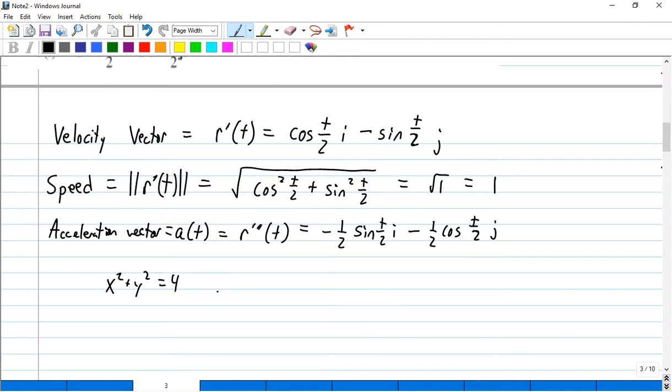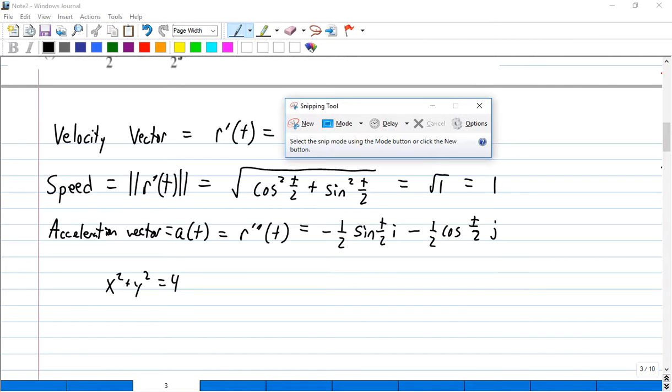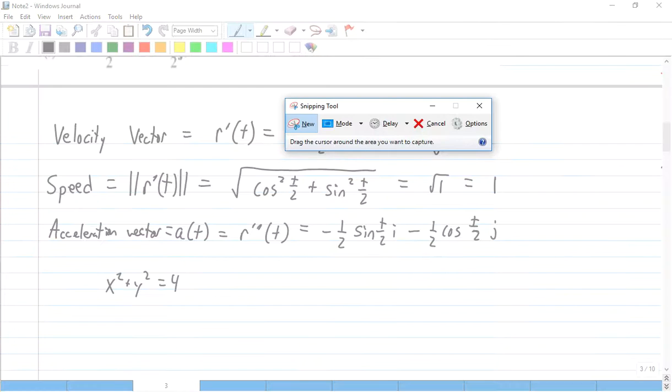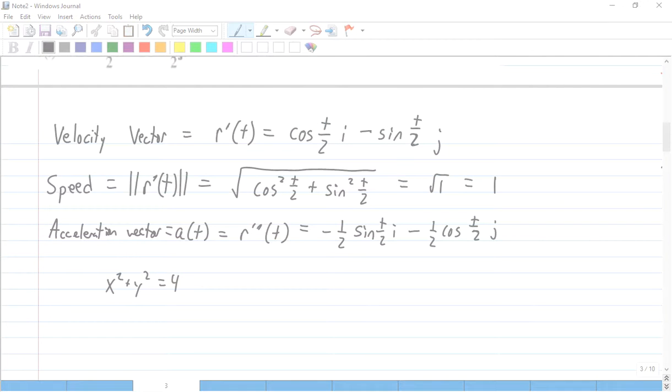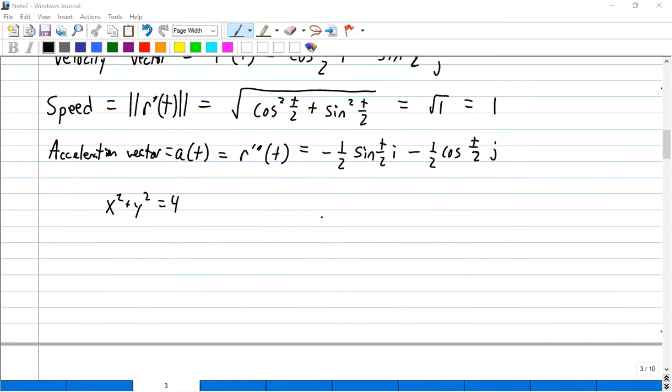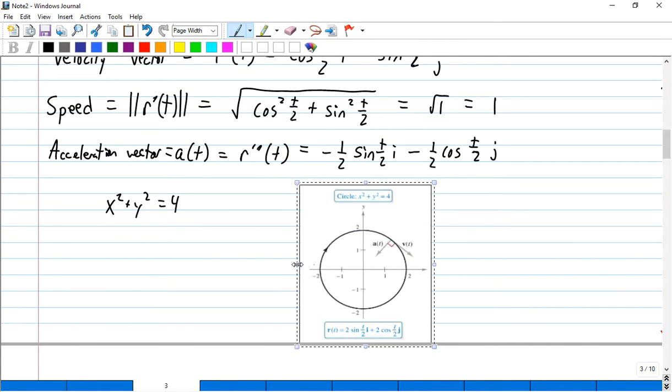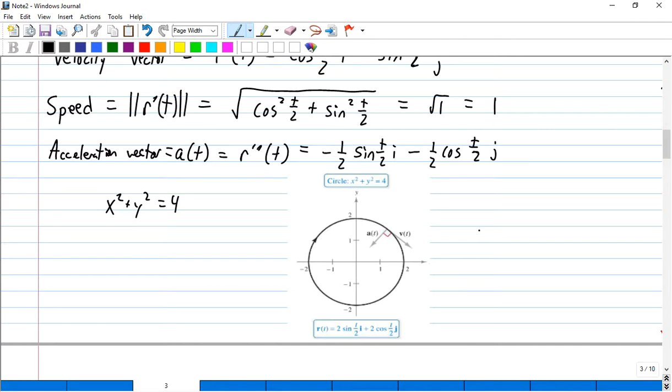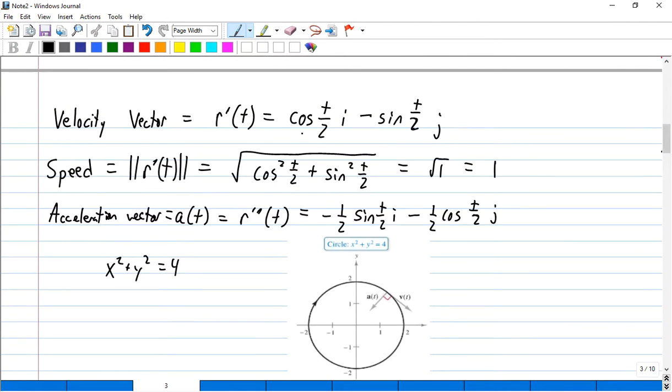And what would that look like graphically? Circle, right? So here is a graph of that position function. This equation and this equation, same thing. So that curve, that position vector that we started with, is a circle of radius 2 centered at the origin. Now think about the velocity vector. Here's the velocity vector here.